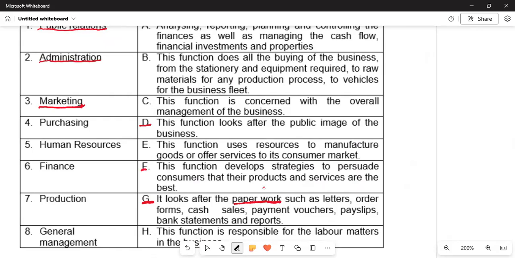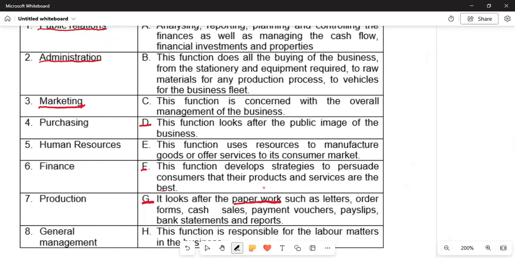Let's go to F. This is where it says, this function develops strategies to persuade consumers that their products and services are the best. When you do marketing, this is where you're going to sell yourself, you're going to sell the business, and show what is best for our consumers. Hope we are still on one page.